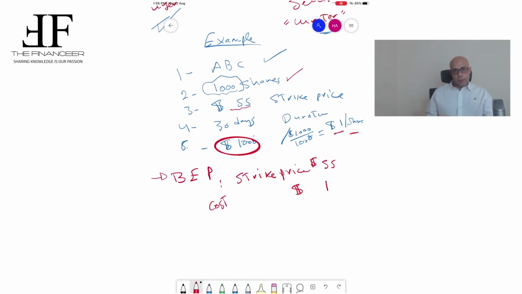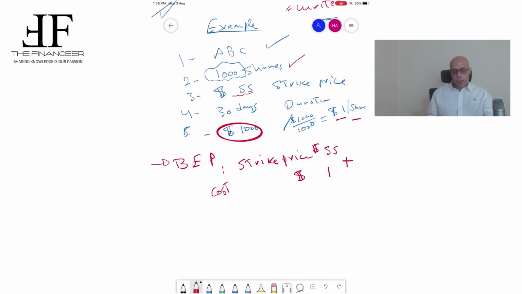If you would like to calculate the break-even price, you have to sum up these two components. So 55 plus 1 equals $56. This is the break-even price, and this is the point at which the buyer of the contract will start to realize gain. Okay, we are going to take scenarios to explain all of this.